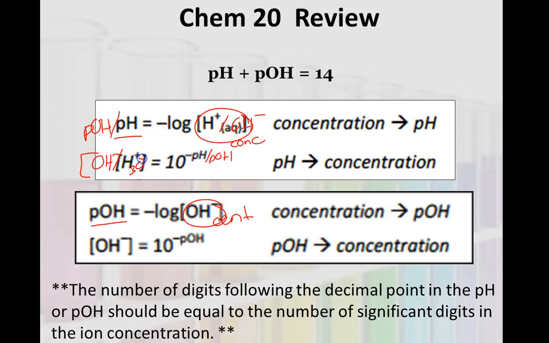And remember, this is not actually hydrogen. When I cut it, that's what it looked like. It should be hydronium ion concentration, because hydrogen ions don't exist on their own.